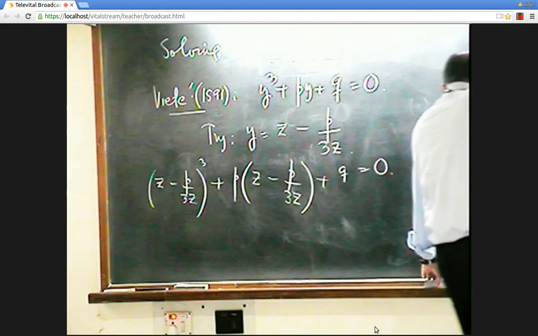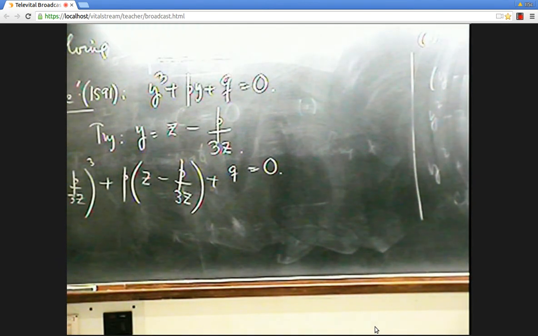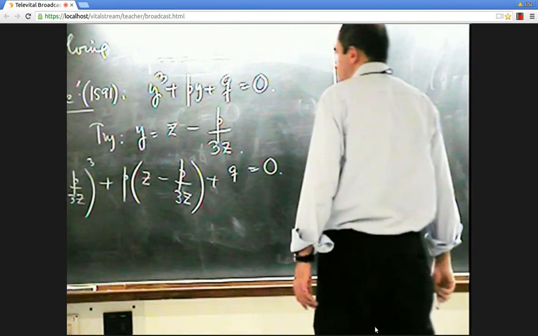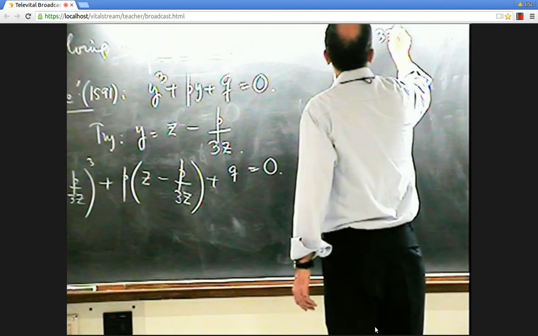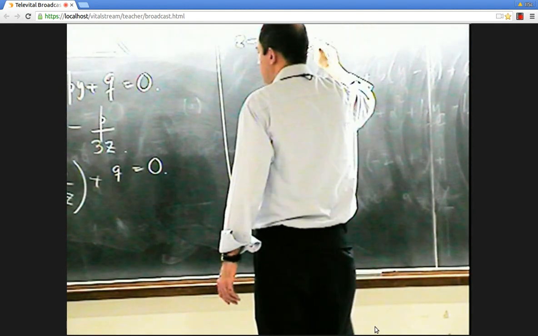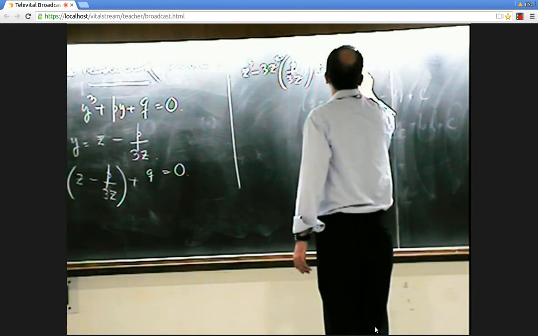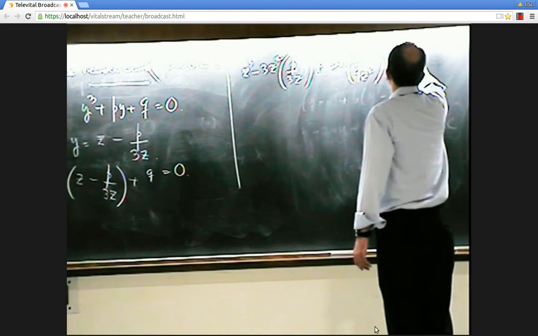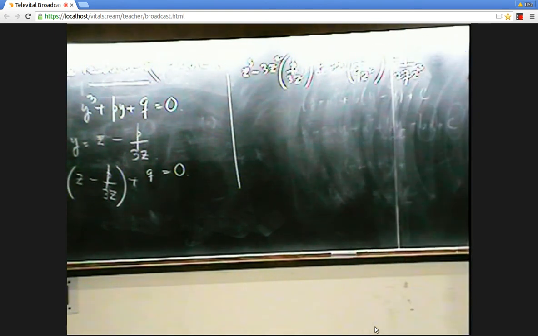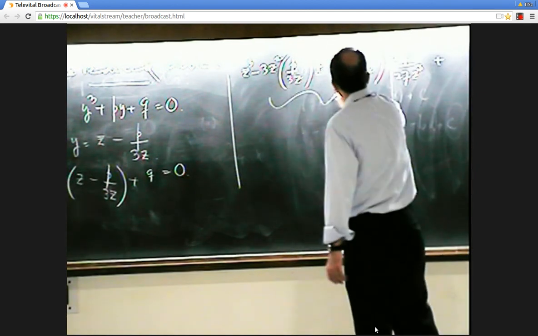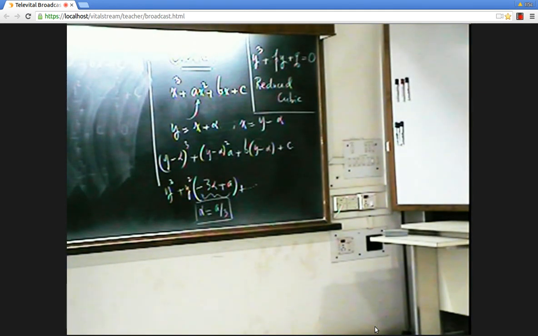Maybe I should write here. Let's simplify this. So I'll start with the first term. So I get z cubed minus 3z squared p by 3z plus 3 times z p squared by 9z squared, and then I have minus p cubed by 27z cubed. Yeah, please correct me if I make a mistake. That's the first term. The second term is pz minus p squared by 3z plus q equal to 0.